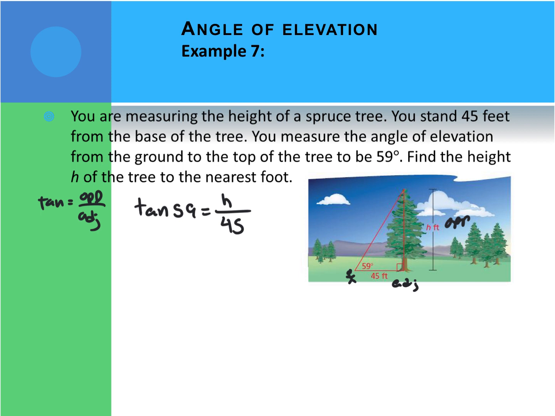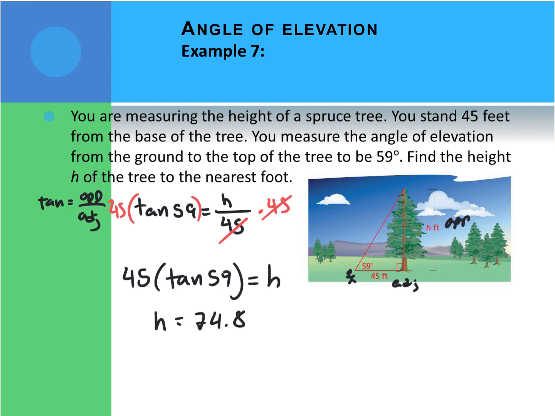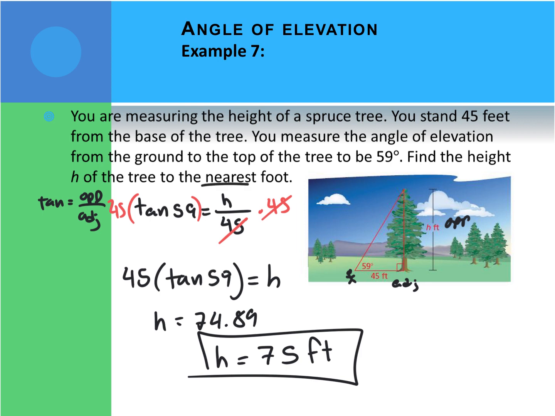Now, since we're solving for h, I'm going to go ahead and multiply by 45 on both sides. It's going to cancel this side. So we are left with 45 times tangent 59 equals h. So you're going to plug that into a calculator. So tangent 59. You're going to get a number. You're going to multiply that times 45. And you're going to get the height. It's going to be 74.89. Now, since they want us to the nearest foot, our height is actually 75 feet. We have to round in this case. Again, they just asked for it in the nearest foot.